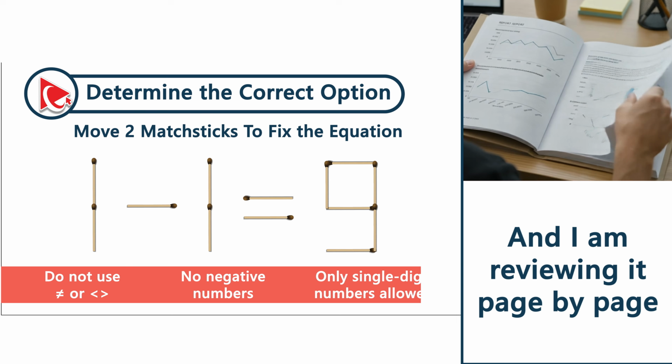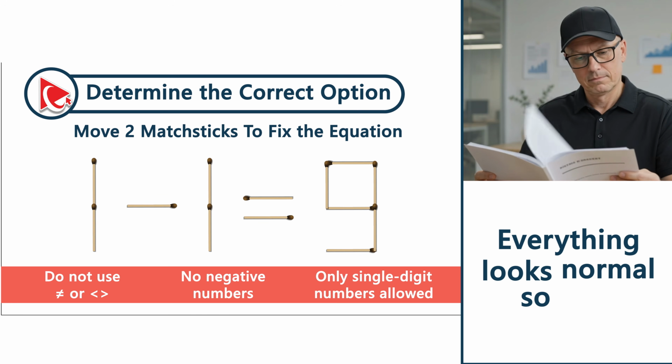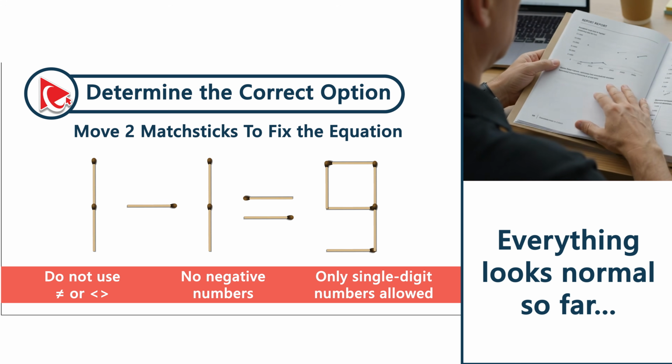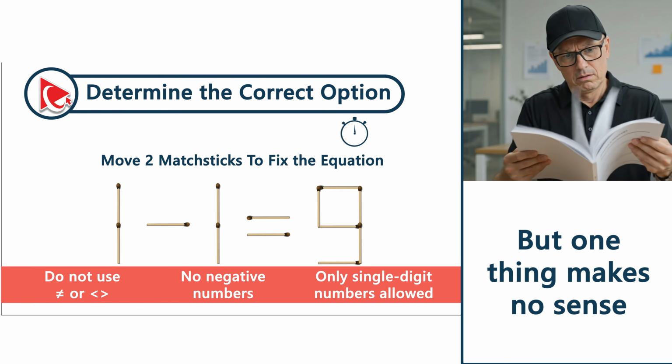You're looking at a matchstick question. 1 minus 1 equals 9. Your challenge? Move 2 matchsticks to make the equation correct.